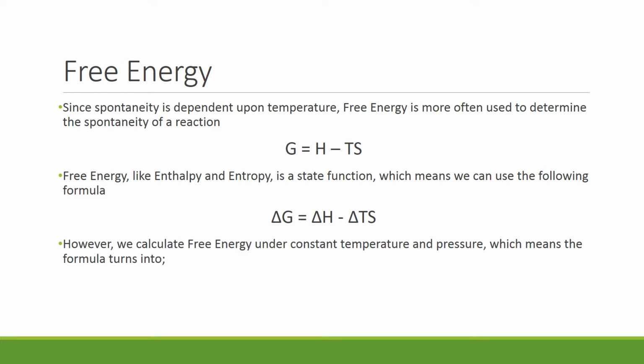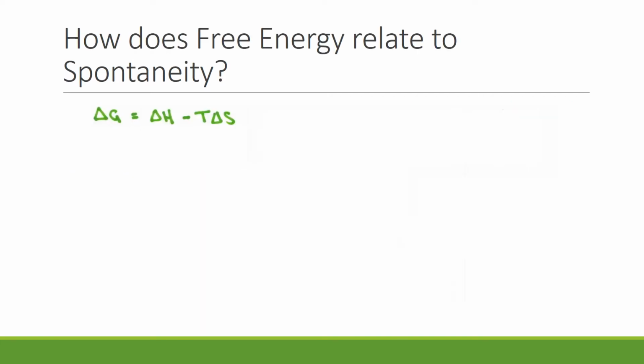However, when we calculate free energy, we're going to be doing it under constant temperature and pressure conditions, which means that delta TS can turn into T delta S. And this will be the most common form of the formula that we will be seeing. Delta G is equal to delta H minus T delta S. We should also note that this is always referring to the system, that is, the chemical reaction that is taking place.